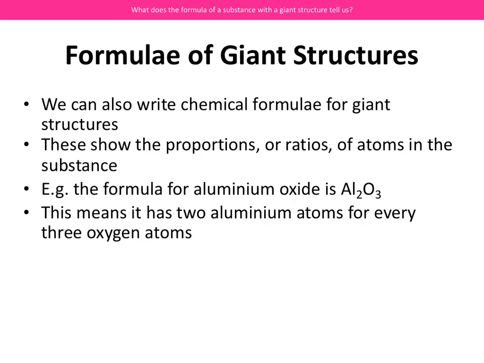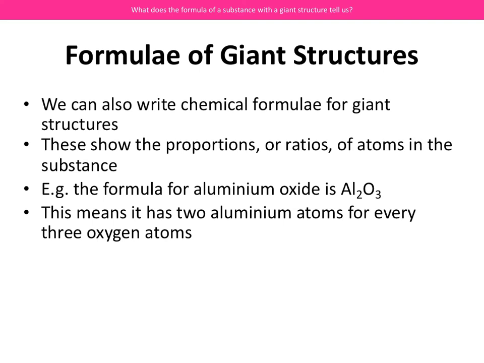So what does it mean when we come to do formulae? Well, we can still write formulae for giant structures just like we could for molecules. So we could write the formula for water and say it was H2O, and we can write the formula for something like aluminium oxide as Al2O3. Now, the difference is that if we know for sure it's a molecular substance, then we can say in H2O that there are 2 hydrogen atoms and 1 oxygen, and they are atoms joined together to form 1 molecule of water. But it is a little bit different for something like aluminium oxide here.